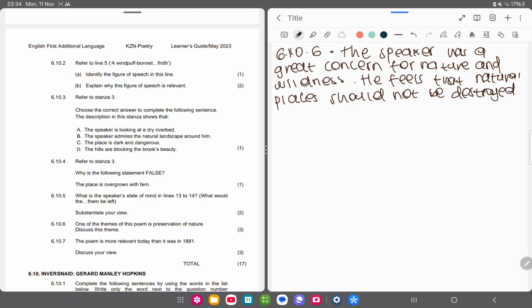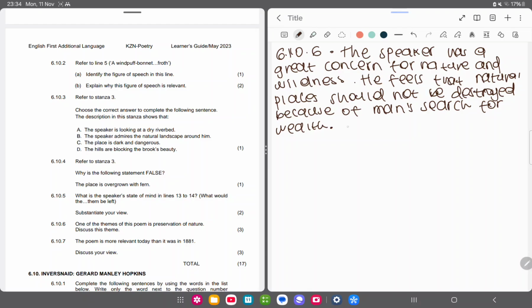Should not be destroyed because of man's search for wealth. He means that things like mining, fishing, and everything should not be indulged in. So, of man's search for wealth.